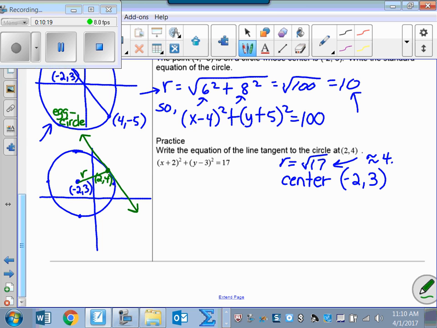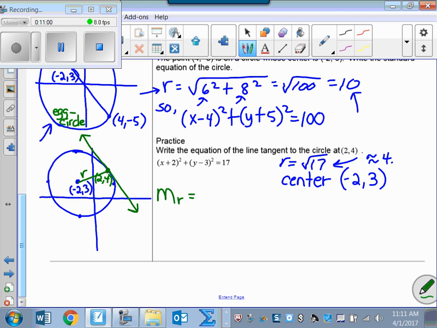So how am I going to find the equation of this line? What do I always need when I want the equation of a line? I need the slope and I need a point on the line. Well, clearly I have a point on the line. It's the point of tangency, right? It's 2, 4. So, how could I find the slope of this tangent line? Some of you have already figured it out. I know that that tangent line is perpendicular to the radius at that point of tangency. So if I find the slope of the radius, then I know the slope of the tangent line will be the negative reciprocal.